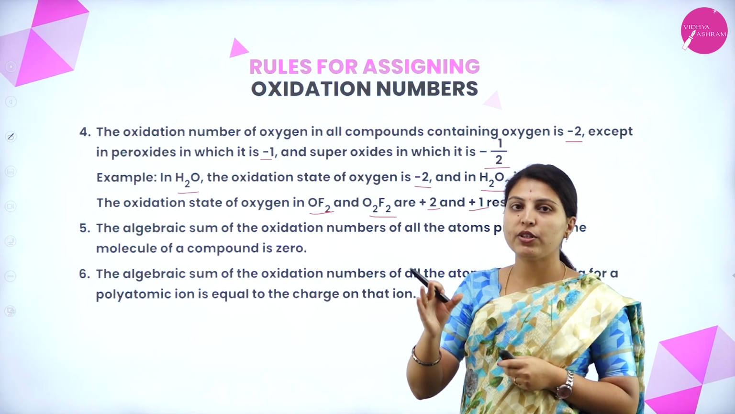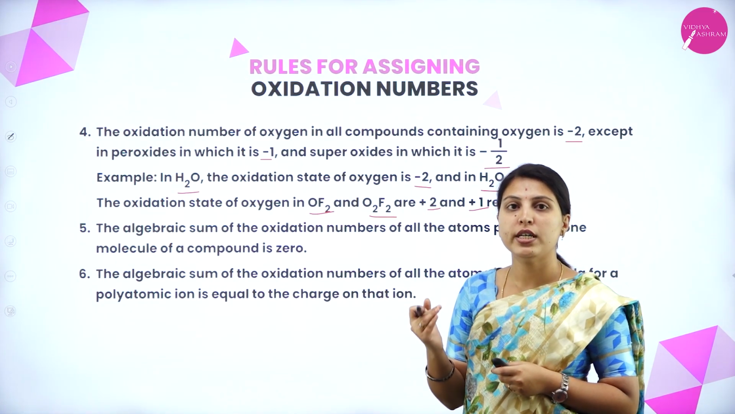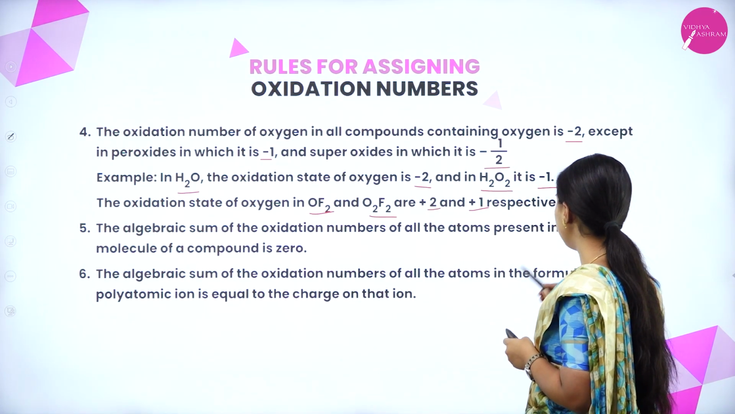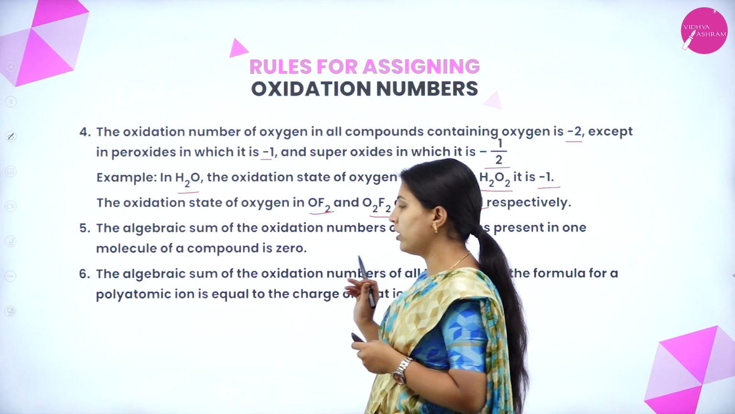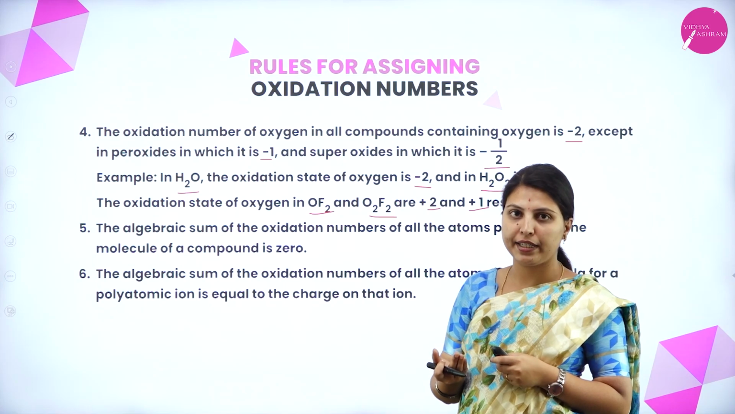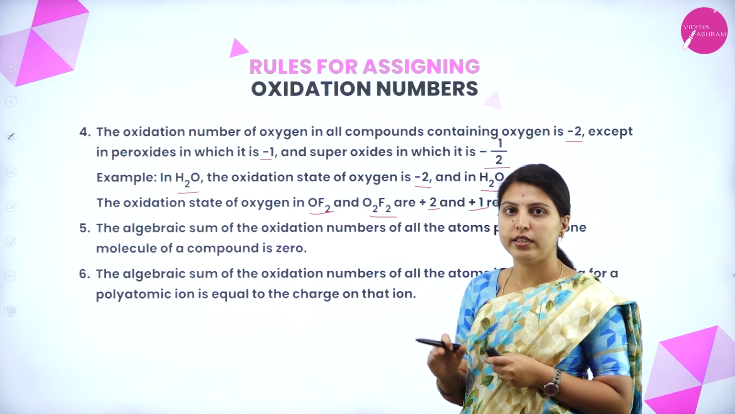The algebraic sum of the oxidation numbers of all the elements in a compound will be equal to 0. The algebraic sum of the oxidation numbers of all the atoms in the formula for a polyatomic ion is equal to the charge on that ion. Whatever charge is present on the polyatomic ion, the sum will be equivalent to that charge.